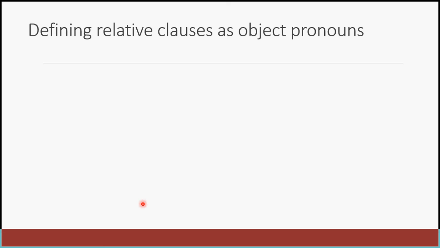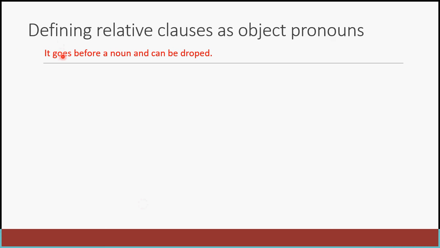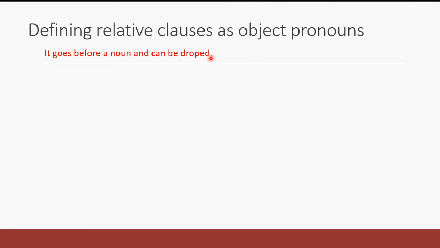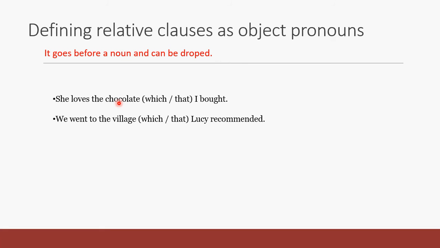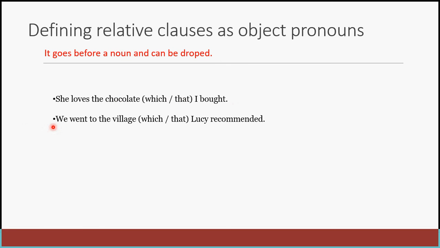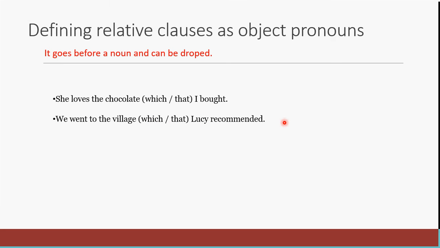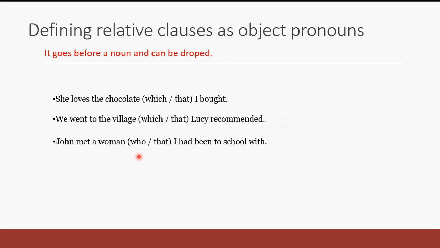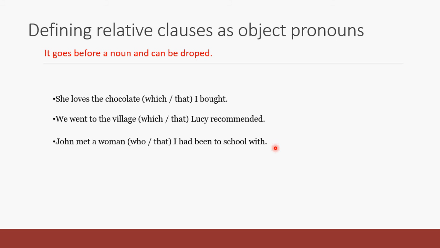Now, defining relative clauses as object pronouns. It goes before a noun and can be dropped. She loves the chocolate which or that I bought. We went to the village which or that Lucy recommended. And John met a woman who or that I had been to school with.